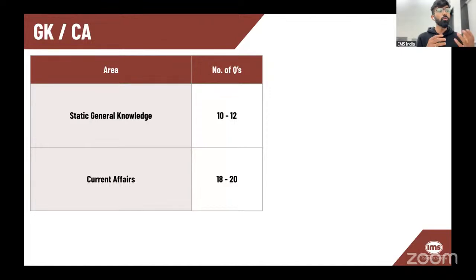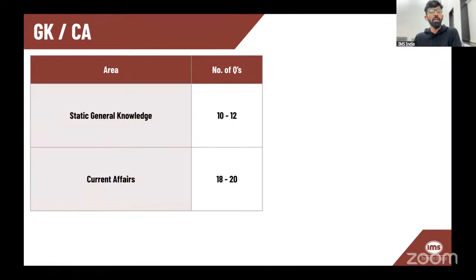Now, coming to GK and current affairs, there were 10 to 12 questions out of 30 which were based on your static general knowledge. When I say static general knowledge, the questions were: who was the first Nobel Prize winner from India? They were also asking that Walmart is the parent company of which Indian startup. Then there were other questions asking whether this particular government body is elected by whom, and who is the head of that government body.